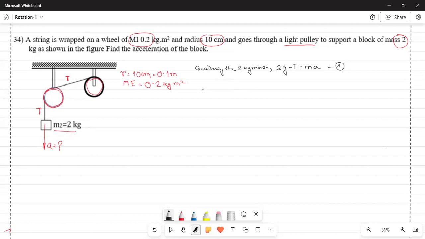And now considering the larger pulley, what is our observation? There is a tension acting on the left side, so there will be angular motion in this direction, and there will be an angular acceleration alpha. Now, what is the torque applied by the tension T? Torque is the tension multiplied by the radius of this pulley.